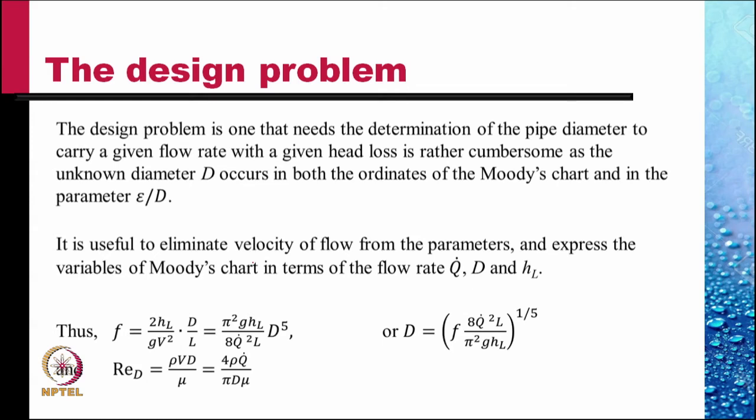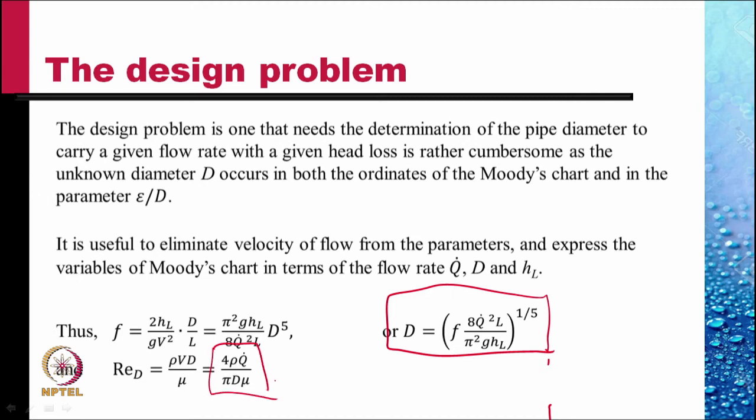And from this, we can express D like this in terms of Q dot and HL. The value of f is not known here, all other quantities are known. And then the Reynolds number can be expressed as 4 rho Q dot divided by pi d mu.